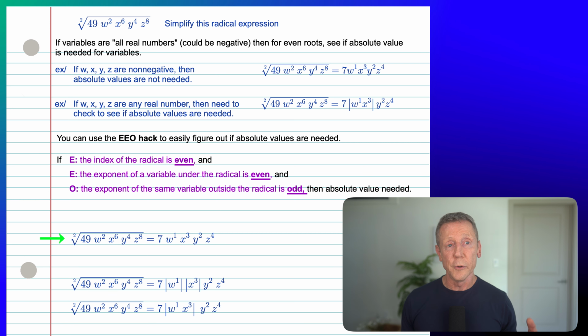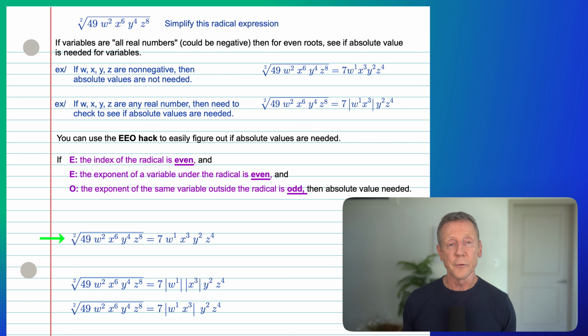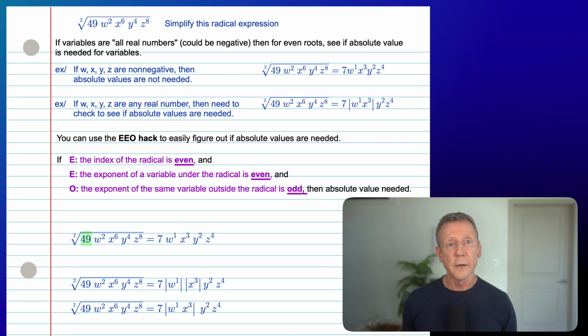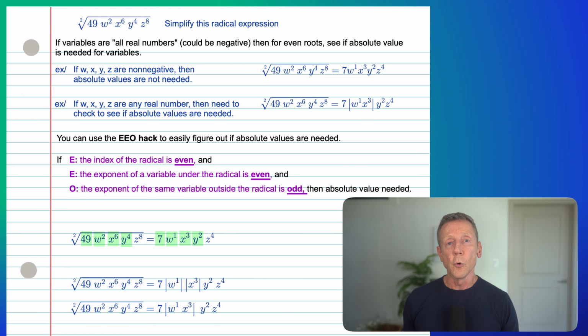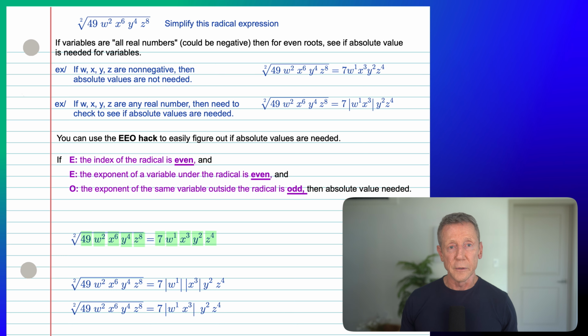The first thing I want to do is square root each of the items underneath the radical. So the square root of 49 is 7. The square root of w squared is w to the 1. The square root of x to the 6th is x cubed. The square root of y to the 4th is y squared. And the square root of z to the 8th is z to the 4th. Now, the next step, let's figure out who needs absolute values.